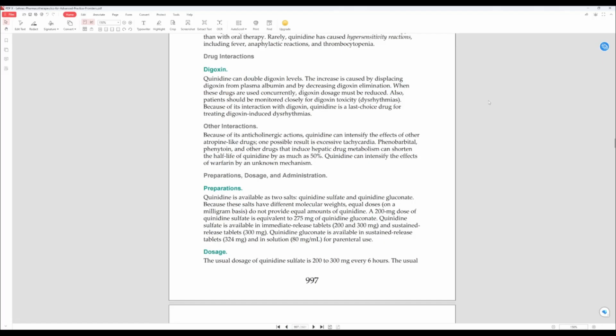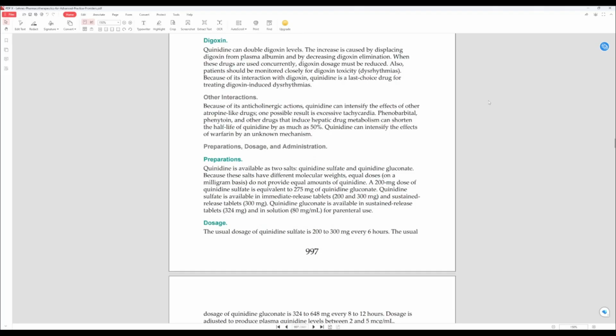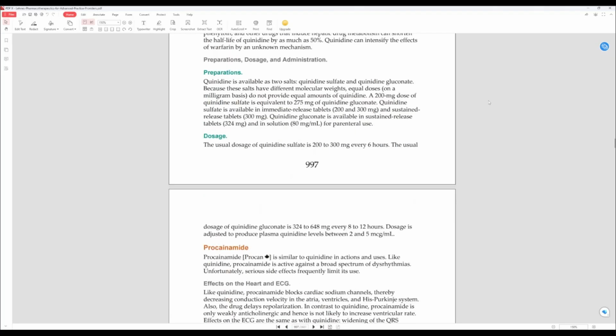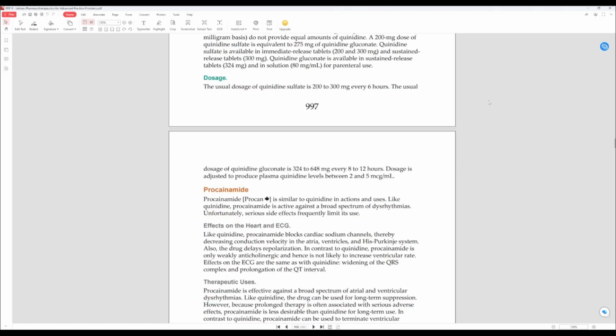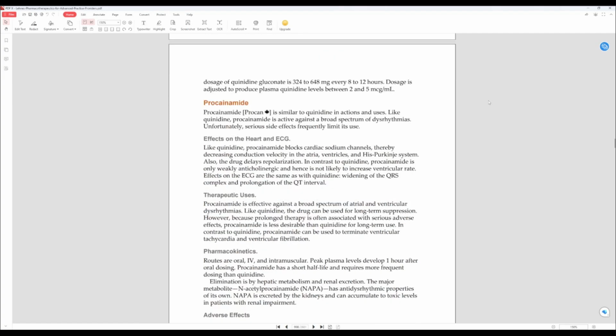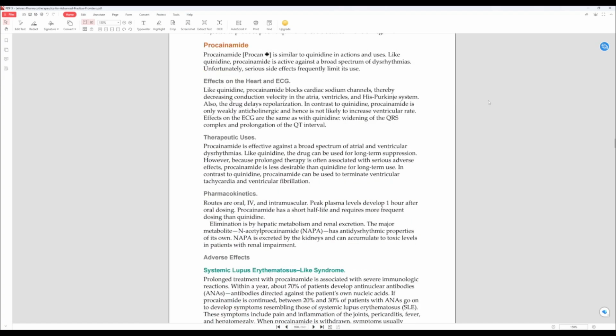Quinidine sulfate is available in an immediate release tablet and sustained release tablets. Quinidine gluconate is available in sustained release tablets and in a solution for parenteral use. Its dosage. The usual dosage of quinidine sulfate is 200 to 300 milligrams every 6 hours. The usual dosage for quinidine gluconate is 324 to 648 every 8 to 12 hours. Dosage is adjusted to plasma quinidine levels that ought to be between 2 and 5 micrograms per ml.